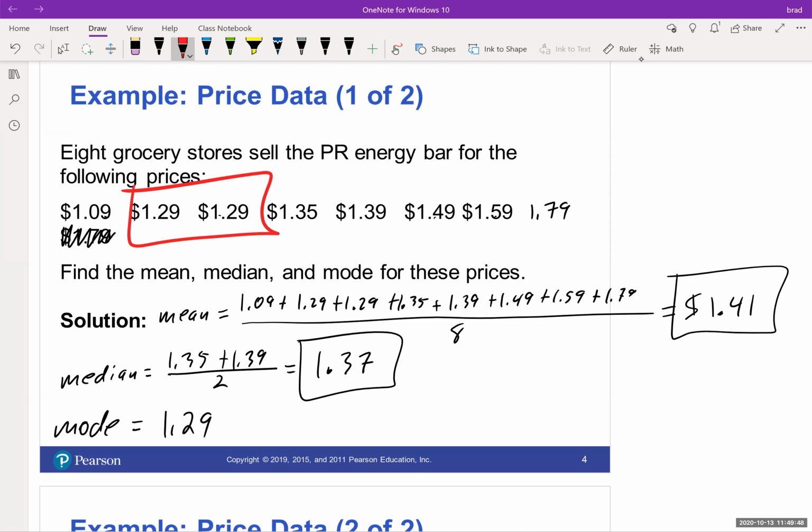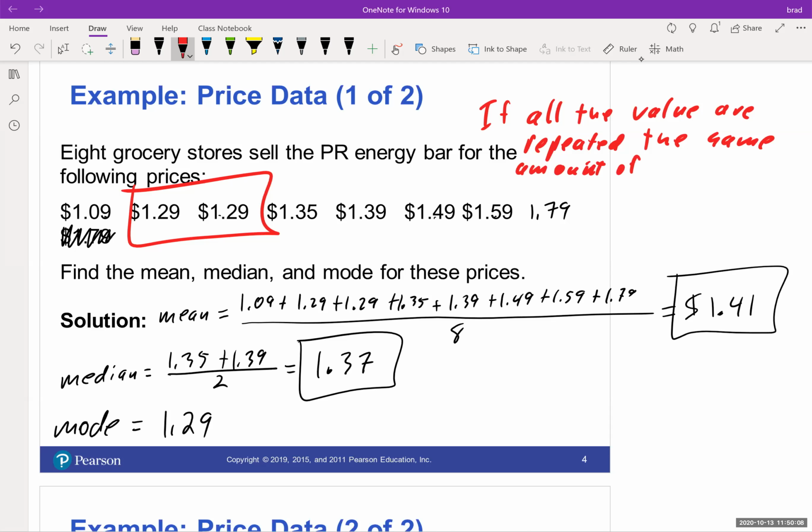Now, just in case you're wondering, if all the values are repeated the same amount of times, then there is no mode. Say I wrote a list of 1, 2, 3, 4, 5, 6, 7, 8, 9, 10, and then I asked you for the mode, there would be no mode, okay? I've even heard it called the mode is 0, but that doesn't make sense. I would just say there is no mode because all the values are repeated once or the same amount of times, okay?